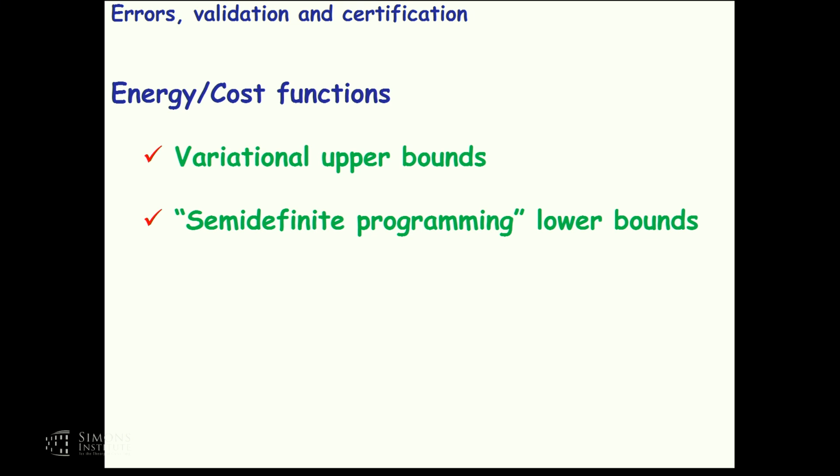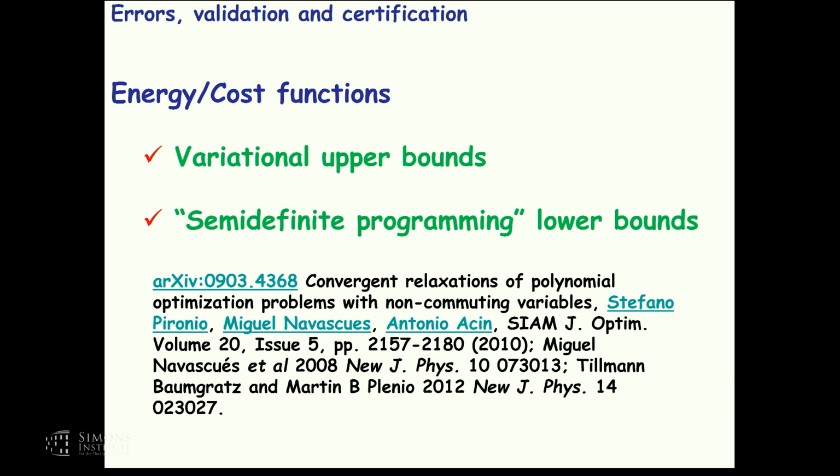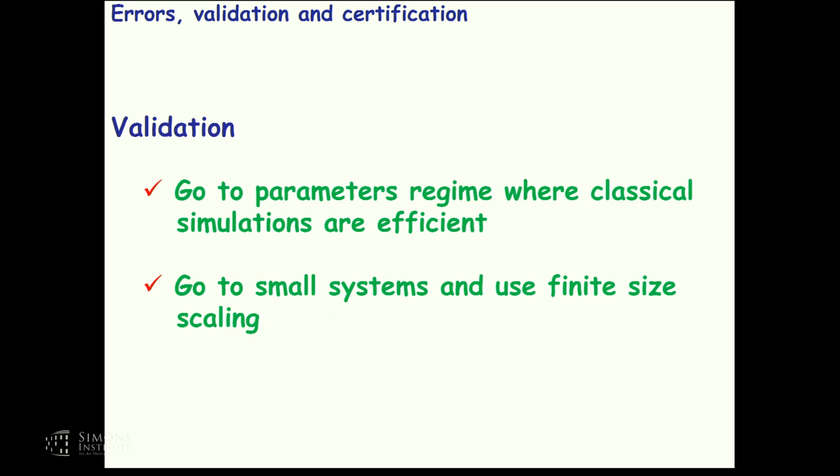There is also an interesting idea that there are semi-definite programming methods for the lower bounds of the energy. This was pioneered by Tony Acín in these papers, which really based it on the characterization of the correlations in quantum systems. The pioneering work was in 2008, but this one is longer and has more information. And there is also a nice paper by Tillmann Baumgratz and Martin Plenio, where they explicitly construct methods to calculate lower bounds for energy.